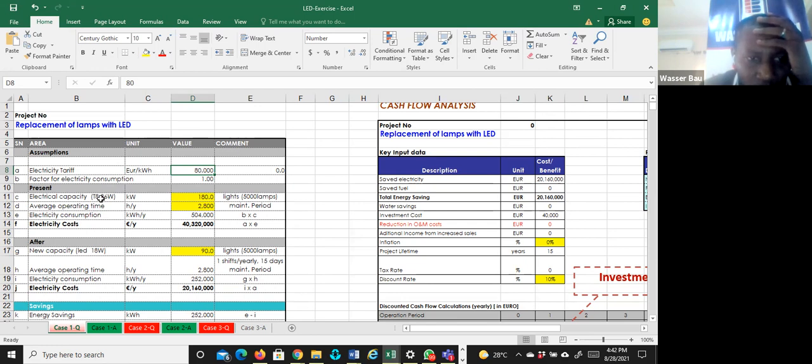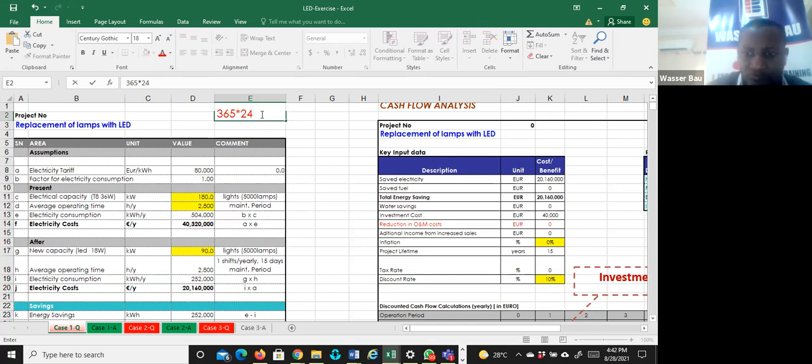each lighting bulb is 36 watts. So for 5,000 lamps, you get this. The operating time for the bulb is 2,800. 2,800 simply means, if you remember, we have 365 days times 24 hours in a day.